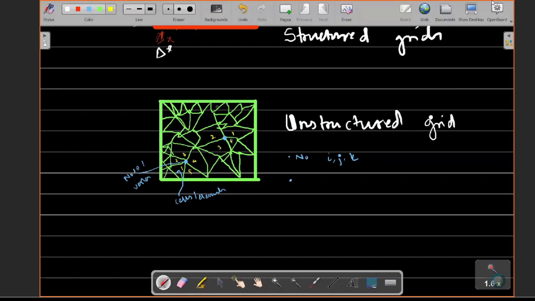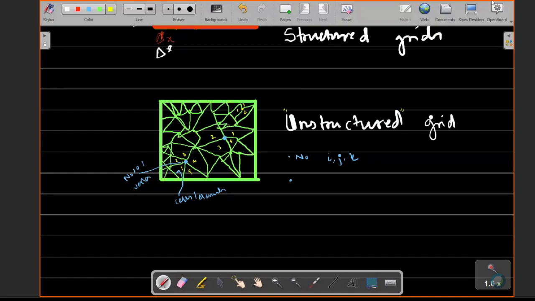If you go to any other place, you may find that there may be a small number of neighbors or a large number of neighbors. For example, this point you have one neighbor, second neighbor, and third neighbor. So you see there is no proper structure. That is the reason it is called unstructured. Many people who work in CFD don't know it. So this is a very important thing you should keep in mind.